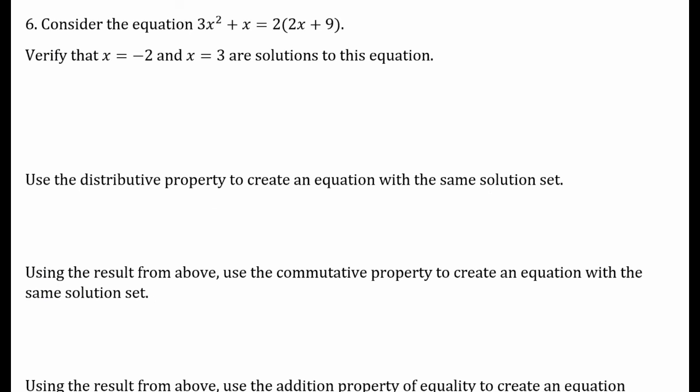And finally, we end with one where you get to do whatever you want. So I give you this equation here. I want you to notice it is a quadratic equation because it's got the x squared. I'm telling you the solutions are negative 2 and 3.